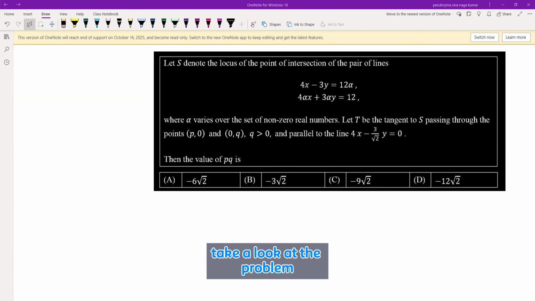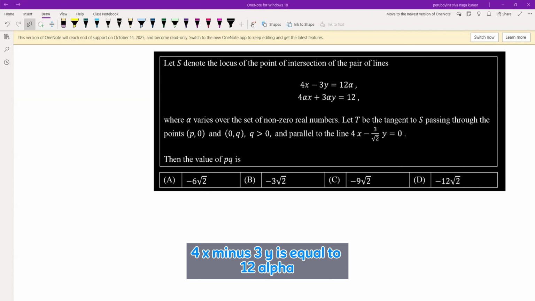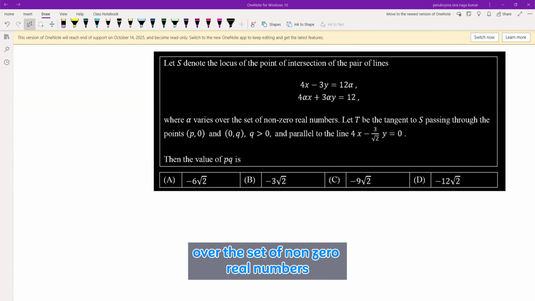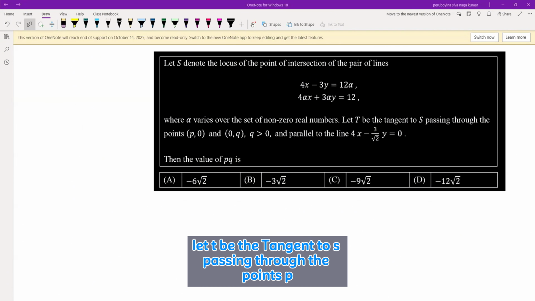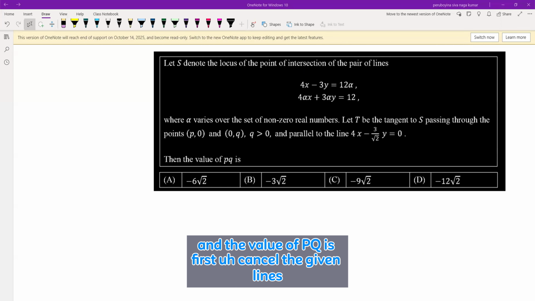Take a look at the problem. Let S denote the locus of the point of intersection of the pair of lines 4x minus 3y equals 12 alpha, and 4 alpha x plus 3 alpha y equals 12, where alpha varies over the set of non-zero real numbers. Let T be the tangent to S passing through the points (p, 0) and (0, q), where q is positive, and parallel to the line 4x minus 3 by root 2 y equals 0. And the value of pq is?